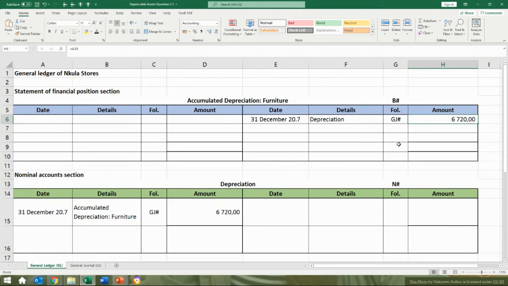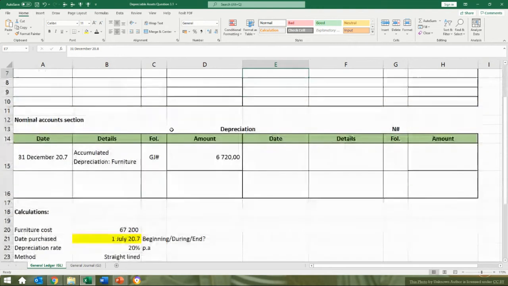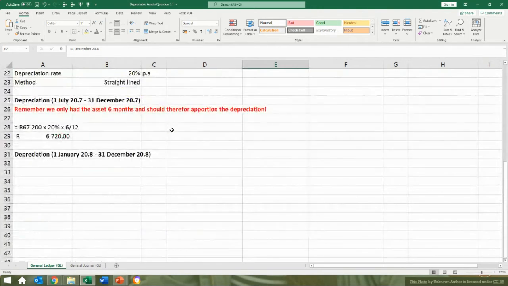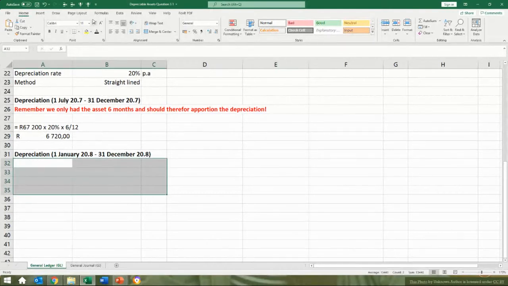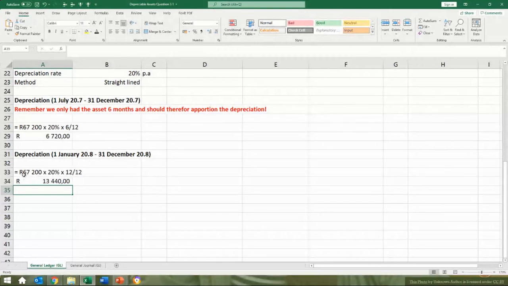Now we said to balance off an account in year one, if it's only got one entry, you do not have to do anything else. That is the balance. Okay, so for year one, we leave it as such. Now let's go work out the depreciation for year two. Now in year two, you'll see we've used it for the entire 12-month period. So I'm going to do the same exact calculation, except I'm not going to apportion it now, or you don't have to apportion it because I've used it for the full 12 months.